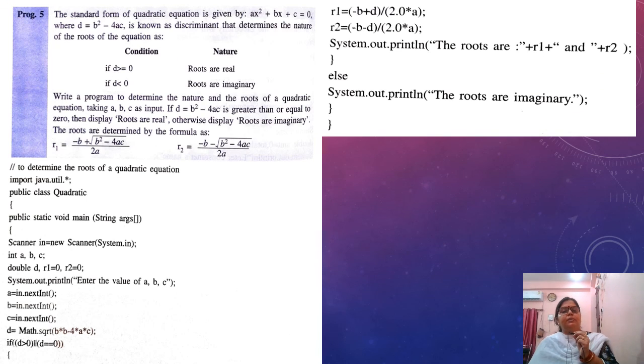Now the next program is this. It is a quadratic equation. What we have to do in this, we have used the math function. We have input three numbers and we will find out the quadratic equation and roots.